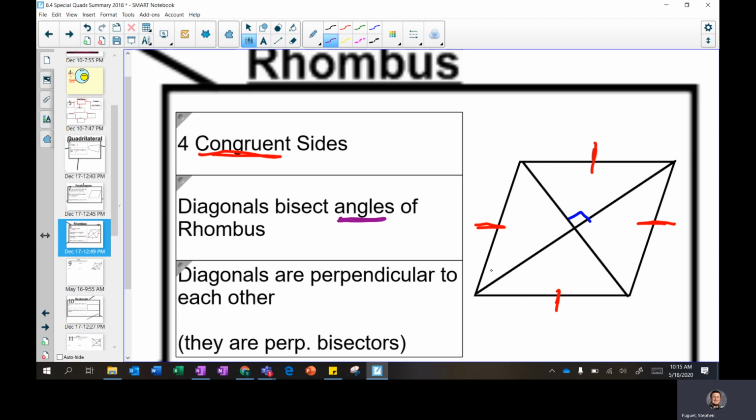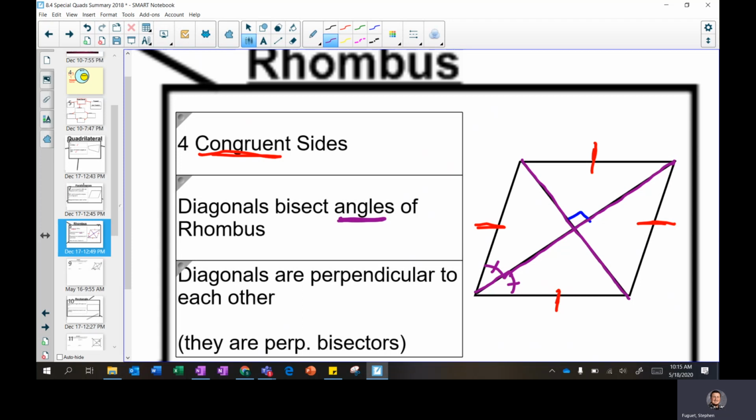Okay, so what that means is that this is a diagonal right here that I'm drawing in purple. Actually, there's 2 diagonals, but I'm going to focus specifically on the longer one just for illustration purposes. What it's saying is that this angle and this angle right here are the same. They bisect, which means they cut each other in half.